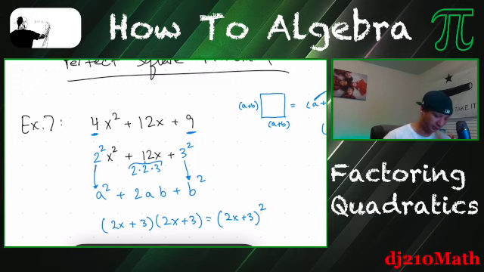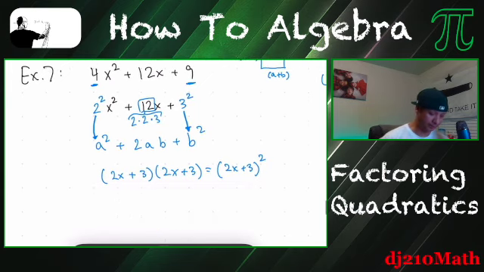2 is obviously the A, 3 is obviously the B, but it's that middle part that I got to check. Right? A times B times 2, or 2 times A times B, does that equal that middle term? If this had been 14x, this would definitely not work because 2 times 2 times 3 is actually 12. So if this was 14, this is not a perfect square trinomial. It just so happens in this case that it works.